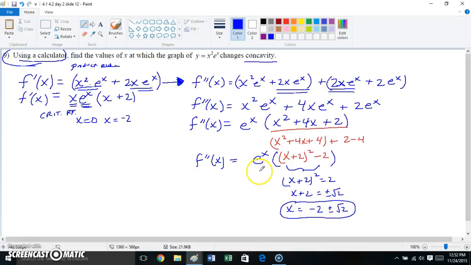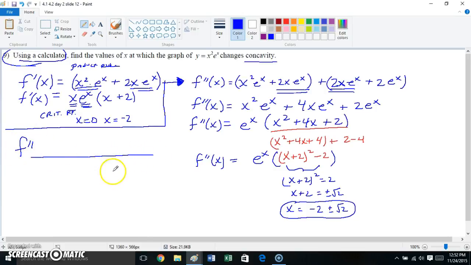Okay, so let's take a look at a second derivative number line. So the f double prime number line would have 2 points on it, -2 minus the square root of 2, and -2 plus the square root of 2. Those are the locations where the second derivative is 0. And this graph, (x+2)^2 - 2, has a vertex at (-2, -2), and it's opening up.